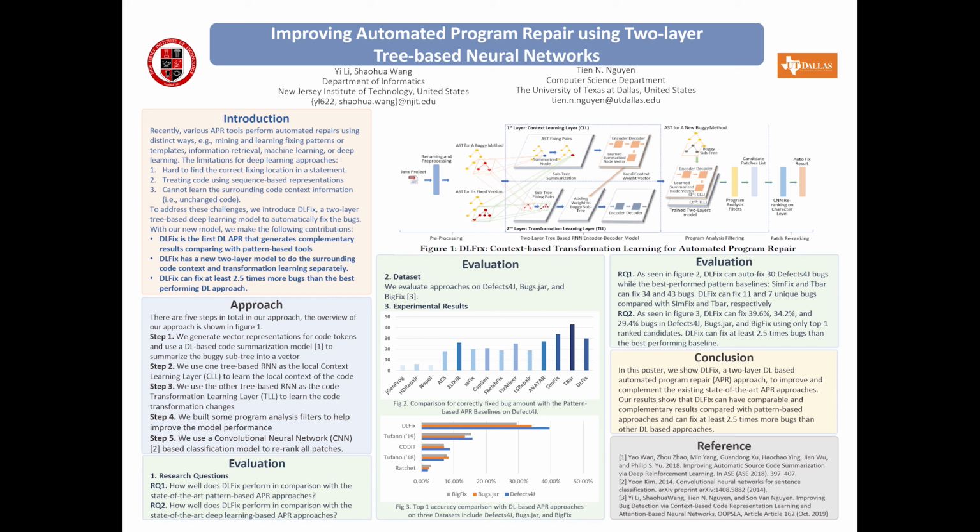Recently, various automated program repairing, we call it APR tools, perform automated repairs using distinct ways. While deep learning is getting more and more popular, it is also being used in many approaches for APR problems, like CoCoNuT, RewardRepair, and so on. But existing deep learning-based approaches all have some limitations, including that they have a hard time finding the correct fixing location in a buggy statement.